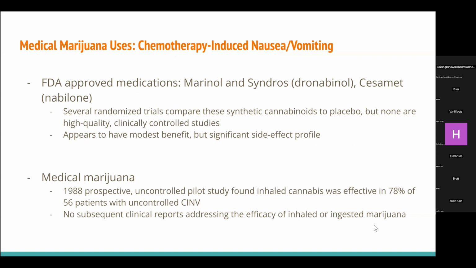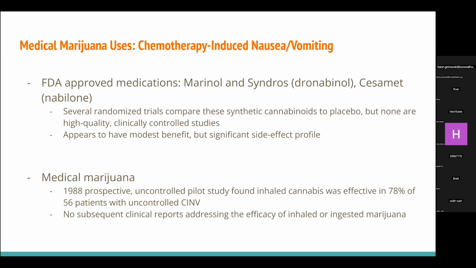Another really common use that we think about is chemotherapy-induced nausea and vomiting. So we know there are 3 FDA-approved medications for this. Marinol and Syndros are dronabinol. Marinol is the capsule form. Syndros is the oral liquid form. And then there's Cesamet, or nabilone.